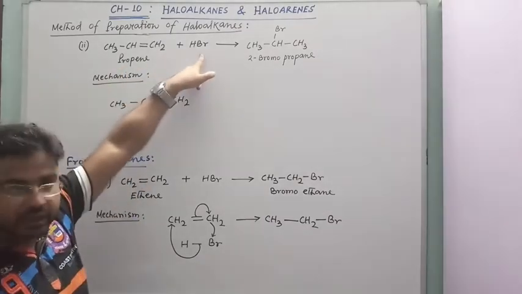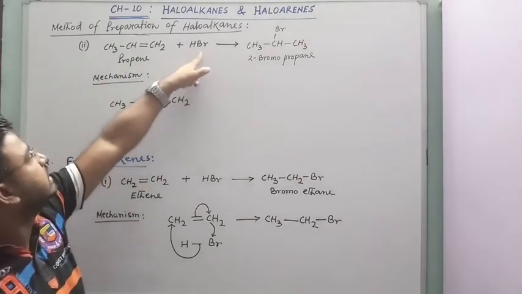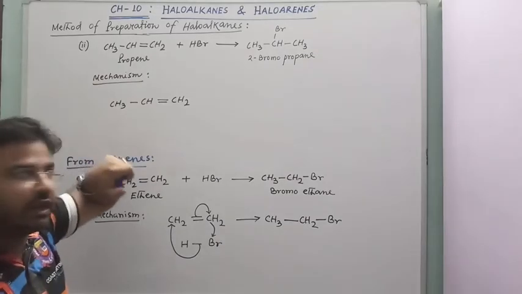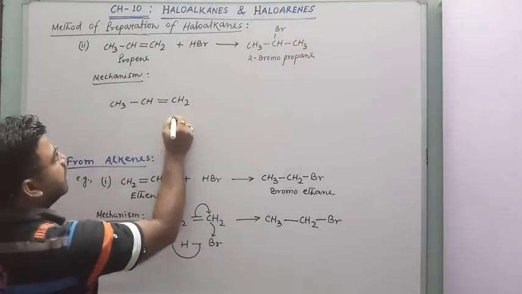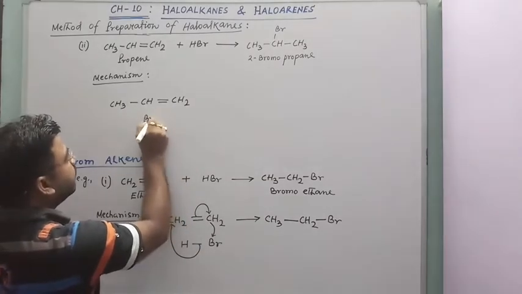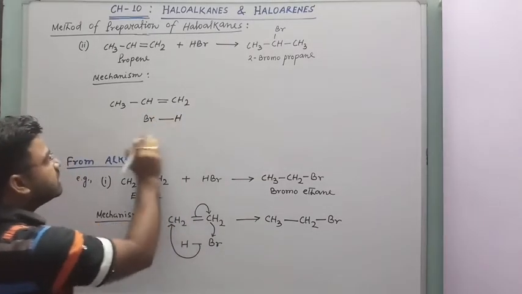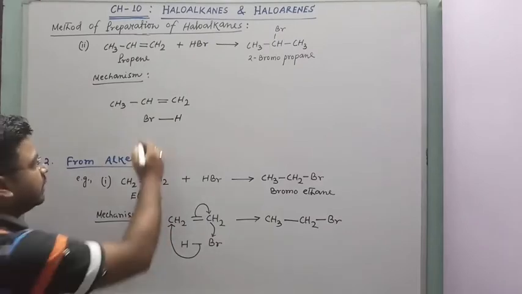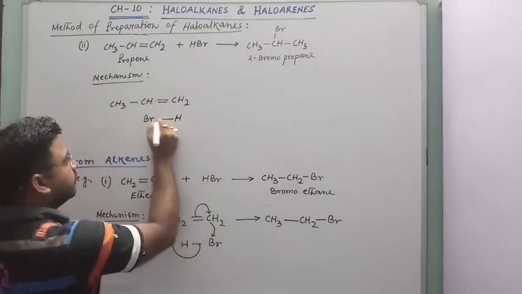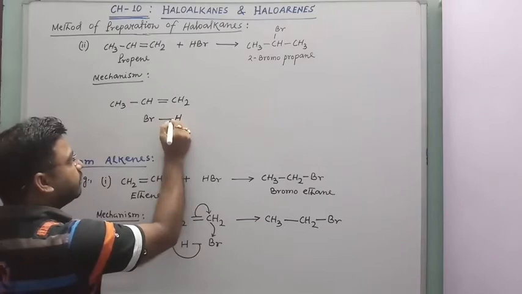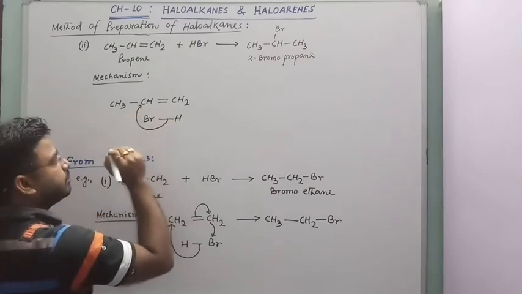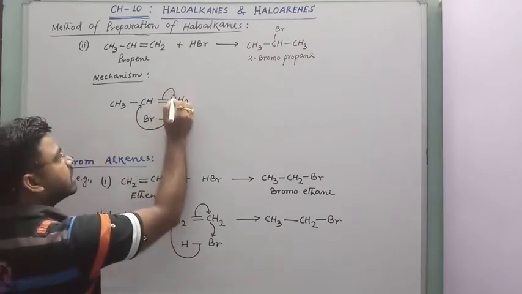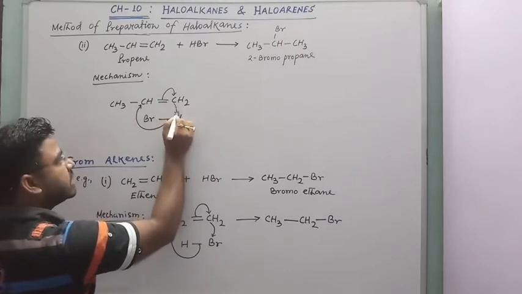So when a halogen acid or HBr reacts with an unsymmetrical alkene, how will we write HBr here? We will write it reversed. In HBr, this bond comes onto bromine, so bromine becomes negative. Bromine negative is attached with this carbon atom. This bond breaks and comes onto this carbon. This carbon attracts this hydrogen.